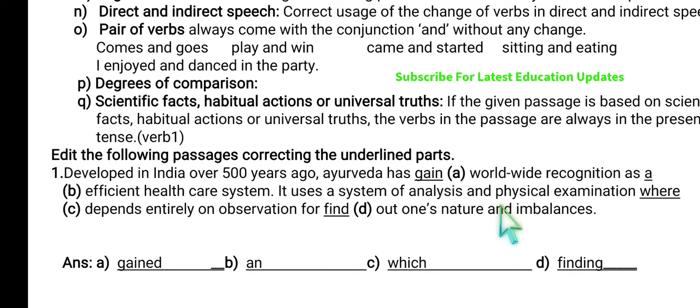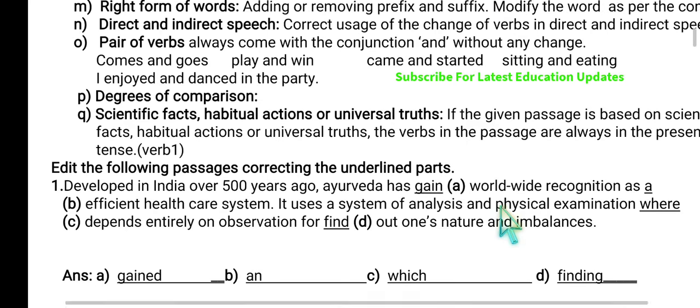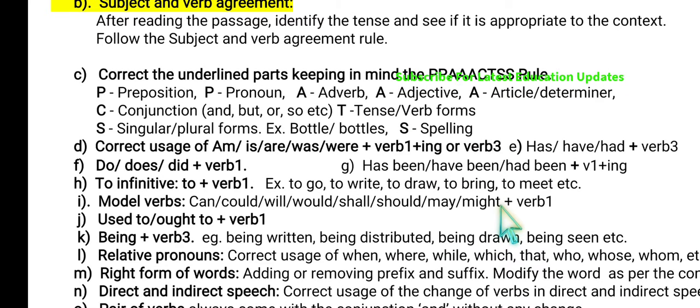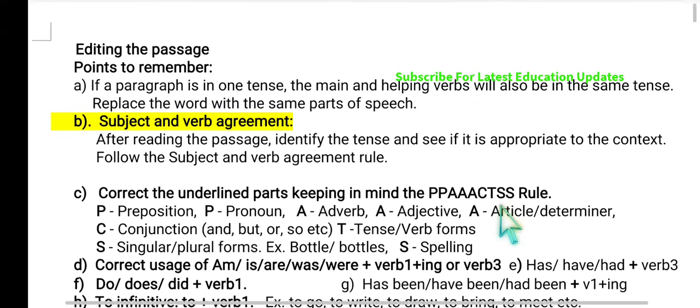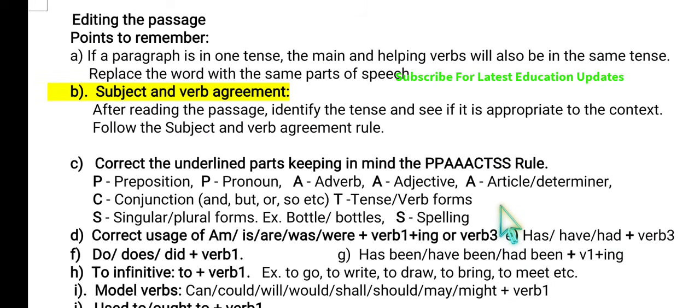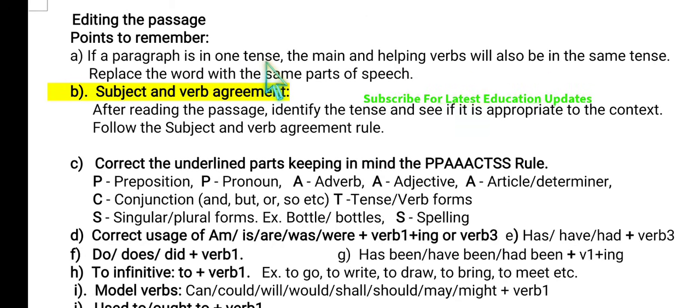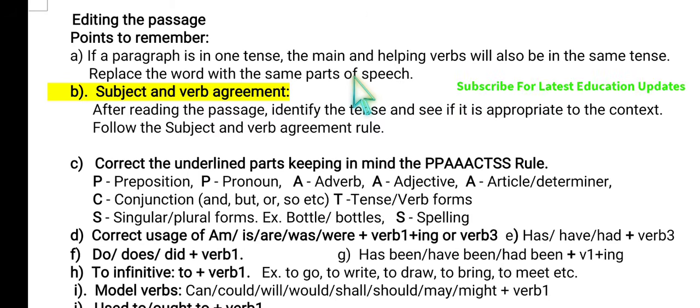Now with this understanding, let us see some of the important topics that we need to keep in our mind while discussing this editing passage. Number 1. If a paragraph is in one tense, the main and helping verbs will also be in the same tense. Right? Replace the word with the same parts of speech. So this is the clue we have to remember. Number 2. Subject verb agreement.